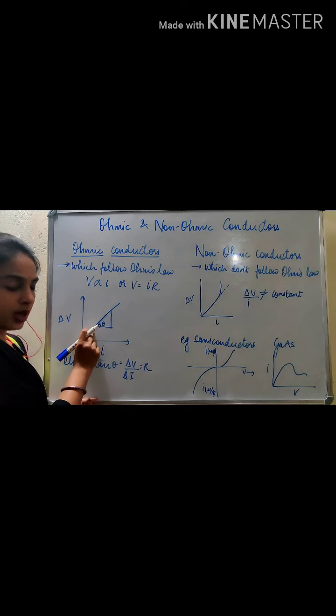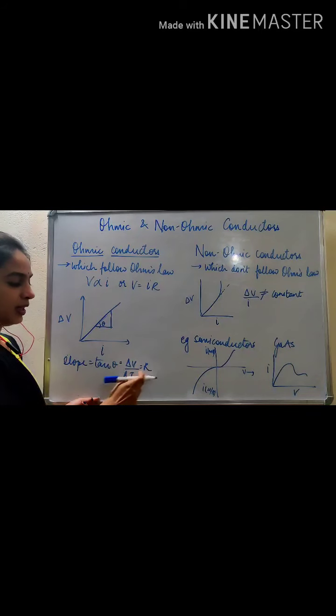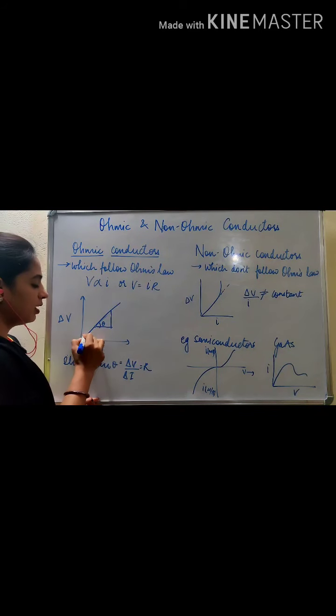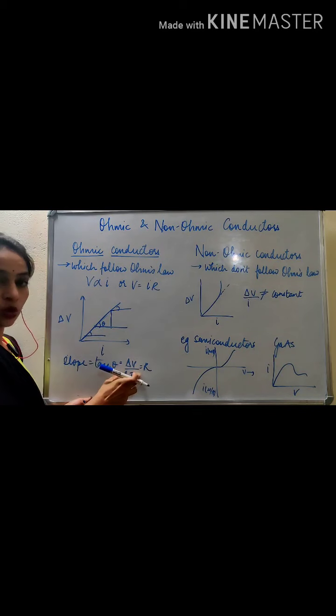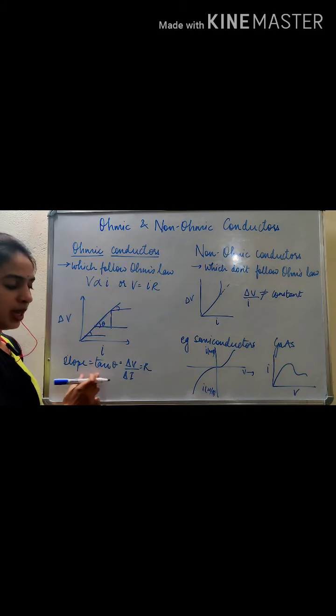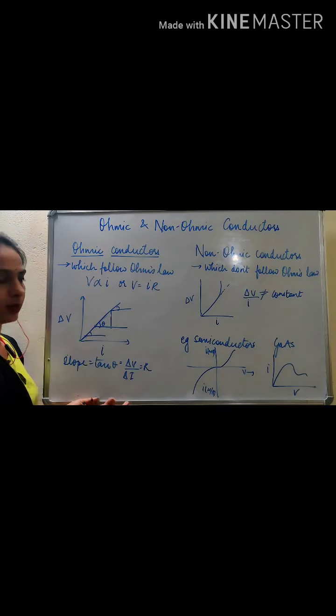The slope of such a graph will give you the resistance, because delta V by delta I is constant. Everywhere you can see the slope is constant. So this slope is nothing but a constant tan theta, which is denoted by R, the resistance of the conductor. These kinds of conductors are called ohmic conductors. Generally, alloys are considered as ohmic conductors.